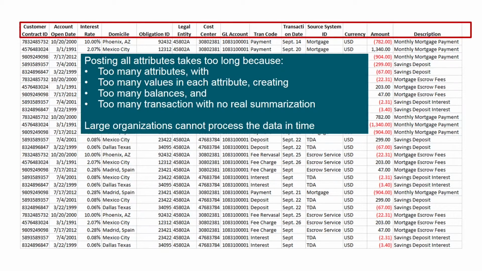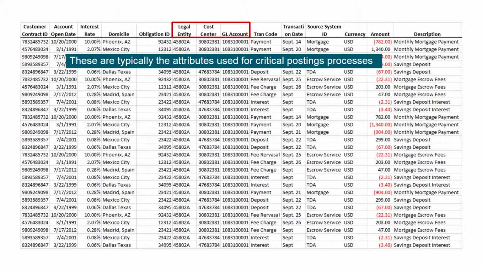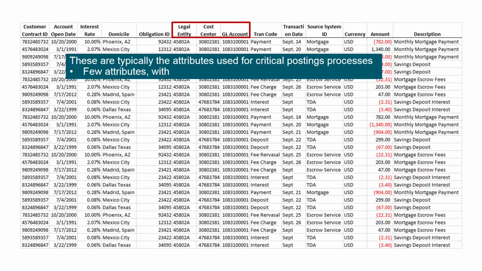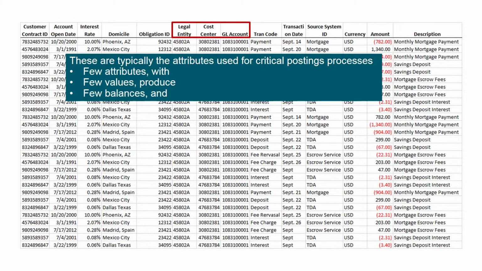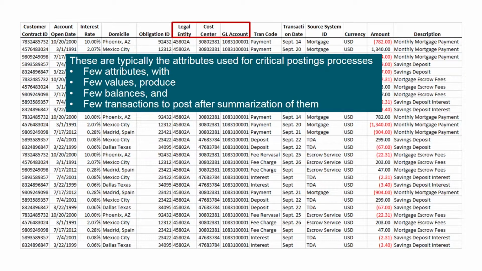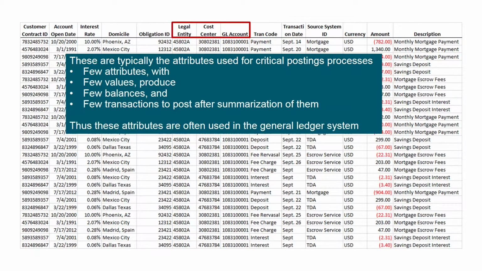This common set of attributes that we assign to every financial transaction cuts across what's called the general ledger. And so there's the set of attributes that are used for these critical postings that I've been talking about. These few attributes have fewer values and produce fewer balances, and therefore the number of transactions to post after summarization is many fewer. Thus, these attributes are those that are typically posted to the general ledger.